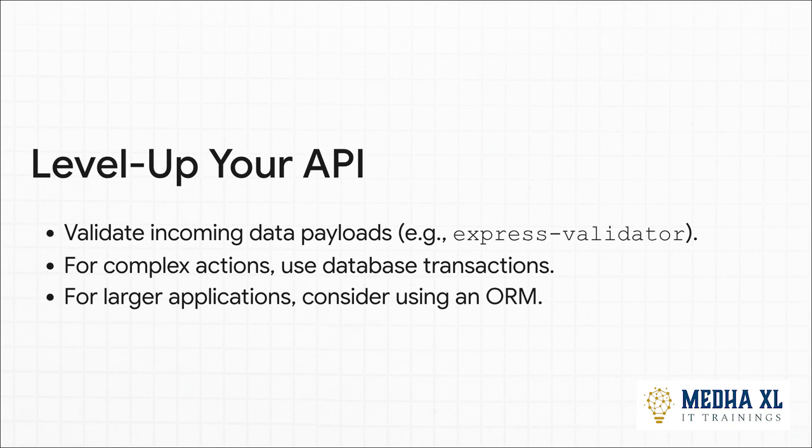And when you're ready to level up, you can start validating all the data that comes into your API to make sure it's clean. If you have an action that needs to do multiple things in the database, you'll want to use transactions to make sure everything succeeds or nothing does. And as your app gets bigger, you might look into an ORM like Sequelize to manage your data for you.